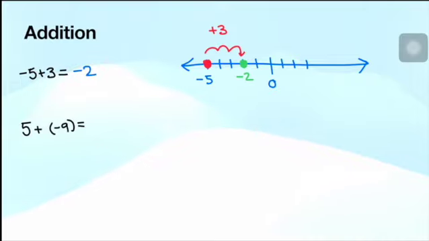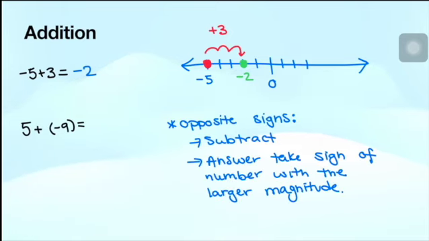Now, we don't want to have to draw out a number line every time we add numbers together. So there is a faster way to think about this pattern. If we add two numbers with opposite signs, so a negative plus a positive, or a positive plus a negative, we're actually going to subtract their magnitudes, and then the answer will take the sign of the number with the larger magnitude. So in the example we just did, 5 minus 3 is 2.